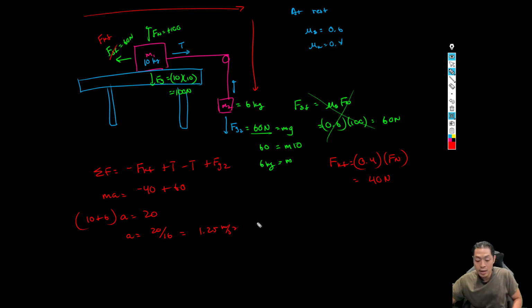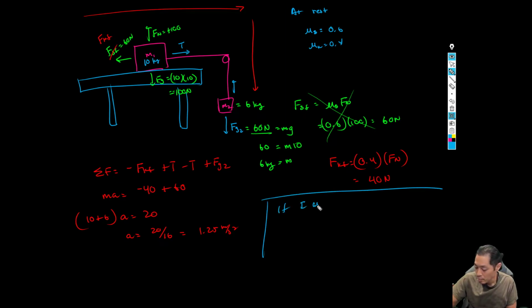And then if I ask for tension, you just isolate one of these and solve for it. It could even be the top one. It's whatever one you choose. Let's do the bottom one because there's fewer forces. Force of gravity is equal to 60. Acceleration is down, and that's equal to 1.25. And then you have force of tension, which is unknown.